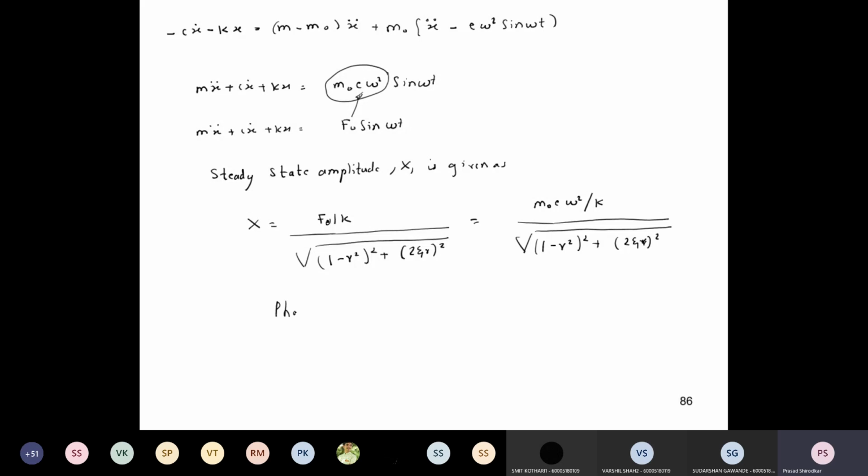All right. So phase lag phi will be given as tan inverse of 2 zeta r divided by 1 minus r square.